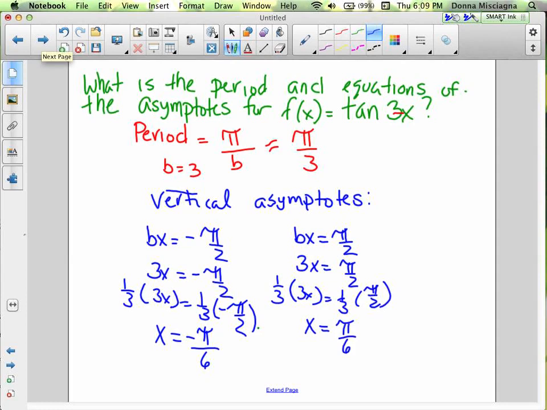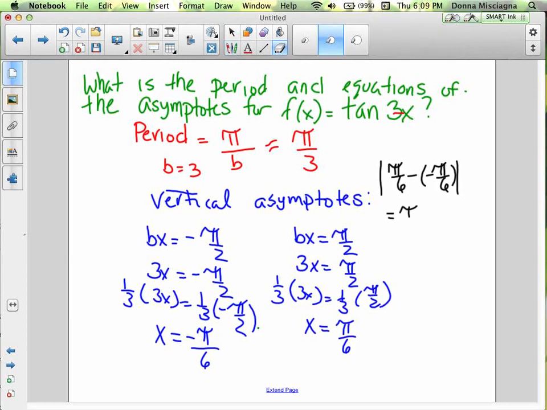So the period is pi thirds. The vertical asymptotes are negative pi over 6 and pi over 6. Notice that the distance between them, so if I was to take pi over 6 and subtract negative pi over 6, oops, that's my parentheses there, that would give us pi over 6, so minus a negative is a plus.